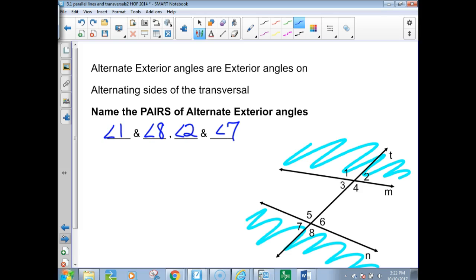I'm hoping the words make sense. When you hear alternate, you're going to be popping over the transversal and moving.